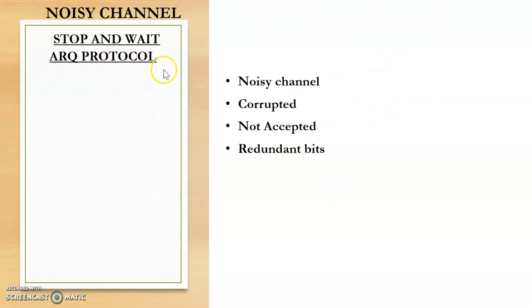This stop and wait ARQ protocol is used for noisy channel, and since it is used for noisy channel, the data in the acknowledgement frames may get corrupted during transmission. If the frames are corrupted, then the stop and wait ARQ protocol will not accept the corrupted frames, and in that case the frames will have to be retransmitted. And in order to check if the frame is corrupted or not, redundant bits are added to the frame.